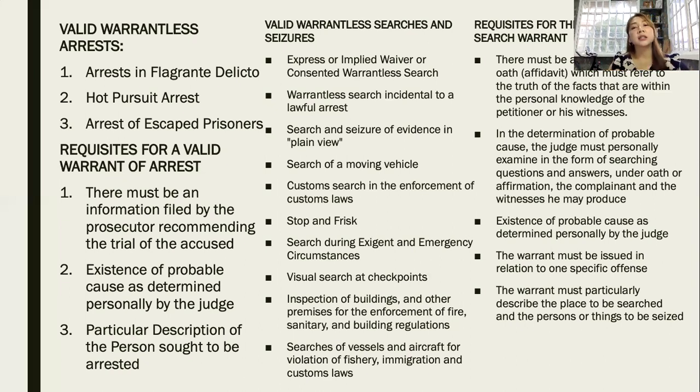Yung particular description, the place to be searched or the things to be seized. Does a John Doe warrant satisfy the requirement of particularity of description? The answer is yes, provided that it contains a description such as will enable the officer to identify the accused. Ang ginawang example ni attorney here, arestuhin mo si Peter Young. Nakatira siya sa Torre Lorenzo Tower 1, 3A, third floor yung condo. Apparently tatlo yung 3A na condo doon, pero na-identify na isa lang yung Peter Young doon, kasi maingay yung Peter Young. So valid daw yun kasi na-identify na siya talaga.